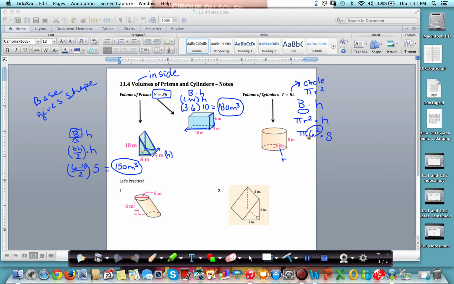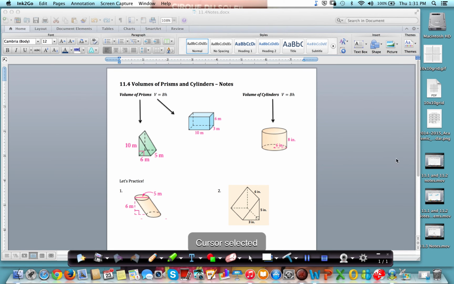You have to do this first because of order of operations. Don't forget 6 squared, then times 8 times pi, or times pi times 8, but you have to do 6 squared first. You get 904.8 inches cubed. So that's how you use the formula. Now we're going to actually practice it with a couple. Clear the page and scroll up, and then we'll go ahead and try that.